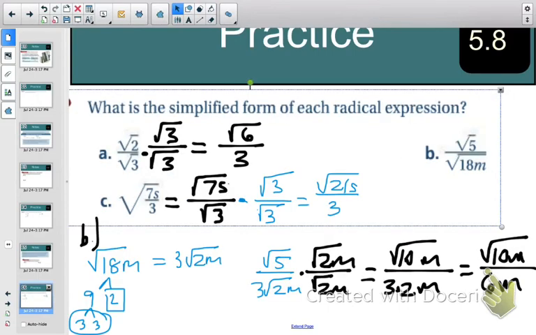Alright, so first one, I just multiplied by square root of 3 on the top and bottom, and I get square root of 6 over 3. Remember, you can't cancel the 6 and 3 because one's in a radical and one is not.